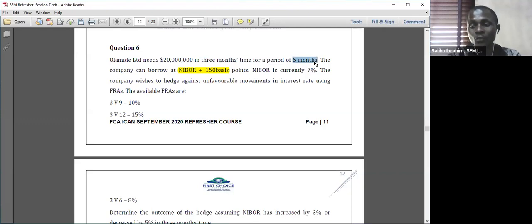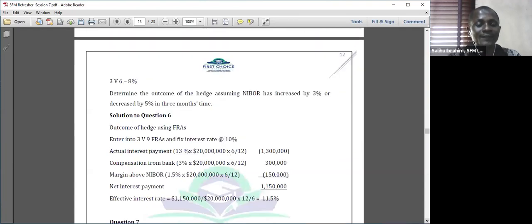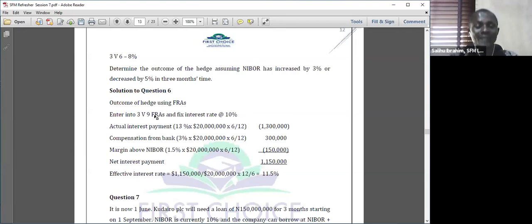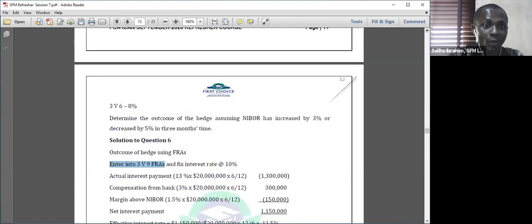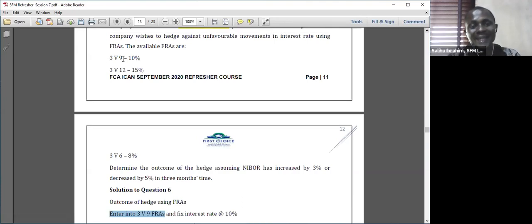Of 6 months. So I will enter into a 3 versus 9 forward rate agreement. Can you see that? And that will fix the interest rate at what? What rate do we have there? The appropriate rate for 3 versus 9 is 10%. So I will enter into this agreement and fix the rate at 10%.